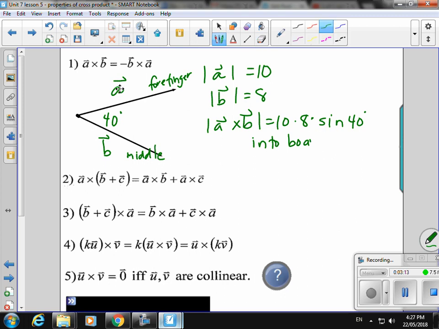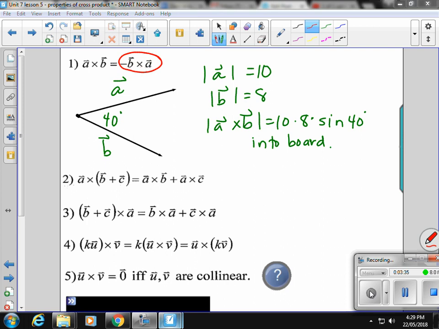Into the board. Okay, let's check that that would be the same for negative B cross A. So negative B is a vector that goes in the opposite direction of B. So it would have the same magnitude of 8. A would still have a magnitude of 10. The angle between them. Okay, so if I had negative B cross A, I would have the opposite of B. I cannot fit it nicely onto this diagram. I'm trying. Negative B goes this way.